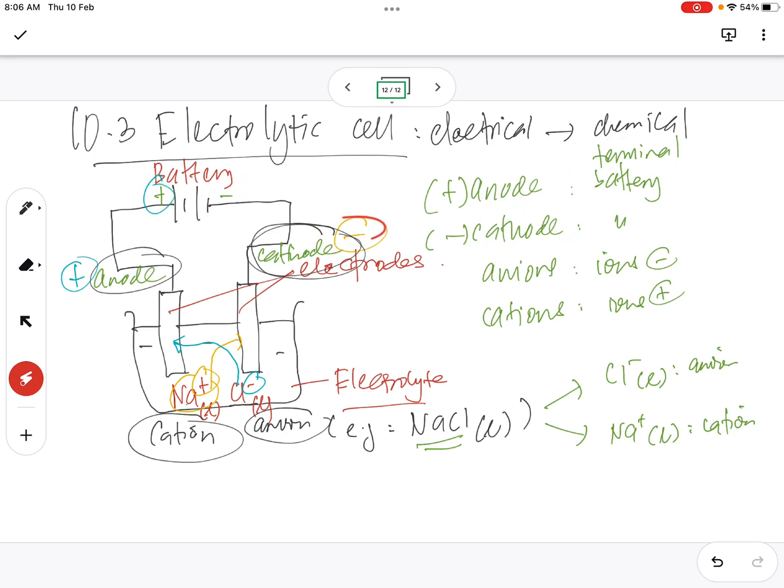Okay. So opposite charge ion attract lah. Jadi cation yang bercharge positif dia pergi ke cathode yang bercharge negatif. Anion yang bercharge negatif dia pergi ke anode yang bercharge positif. Itu adalah basic operation of electrolytic cell. Okay.